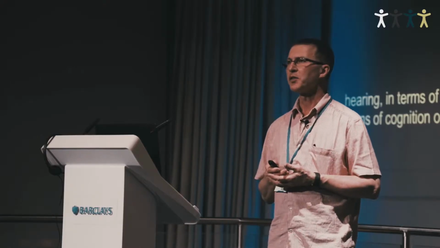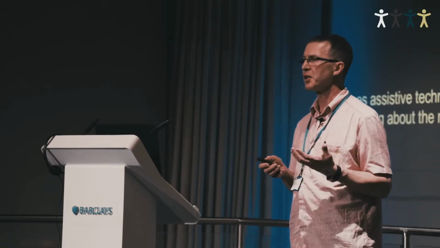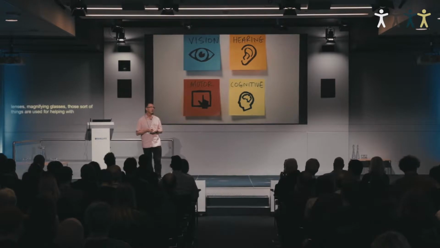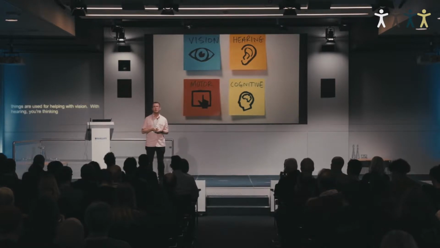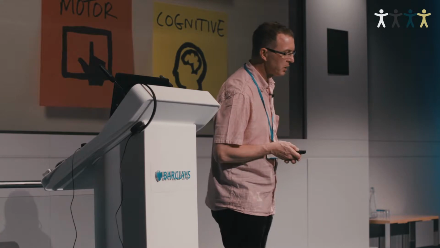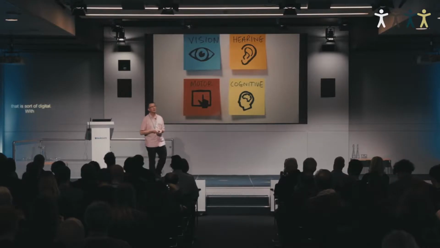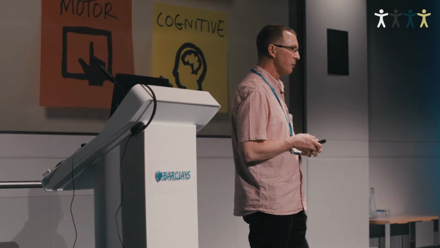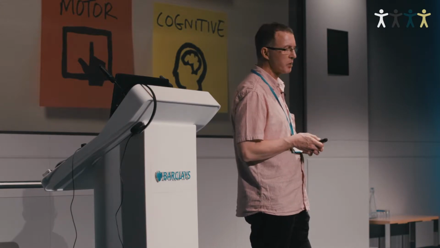Where does assistive technology fit in here? Thinking about the non-digital world, it's things like obviously glasses, contact lenses, magnifying glasses. Those sort of things are used for helping with vision. With hearing, you're thinking about things like hearing aids. You might be thinking about captions on TV, that sort of thing, although that is sort of digital. With motor skills, thinking about physical difficulties, it might be a walking stick, something as simple as that, walking frame, those sort of things. There might be more complex technology used.